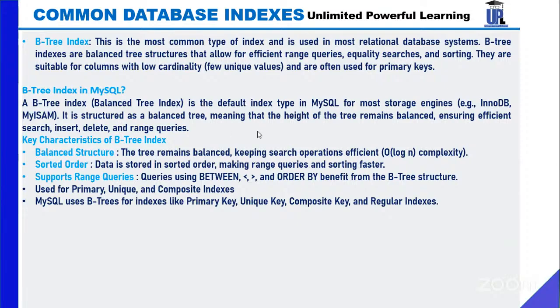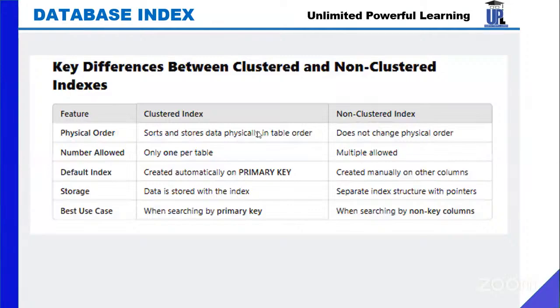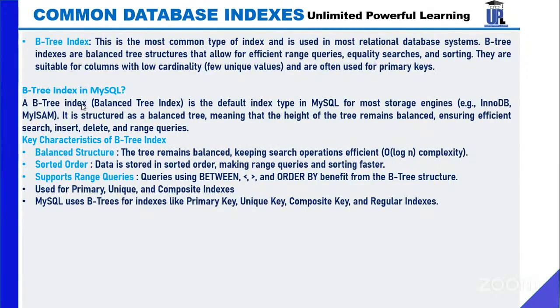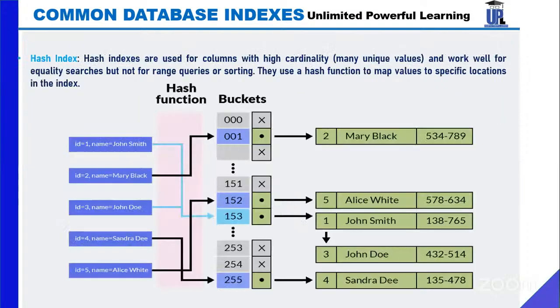So this is what we call a B tree. In other words, a clustered index, by default, is using the B tree mechanism only. Internally, it is a B tree structure that it is using.